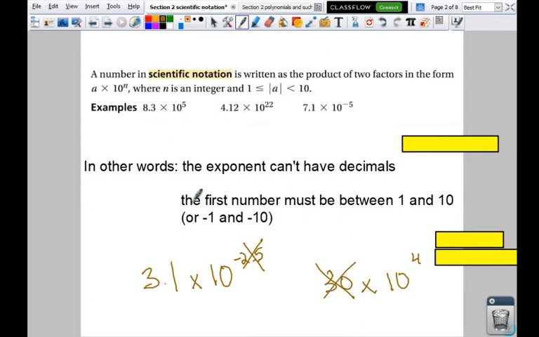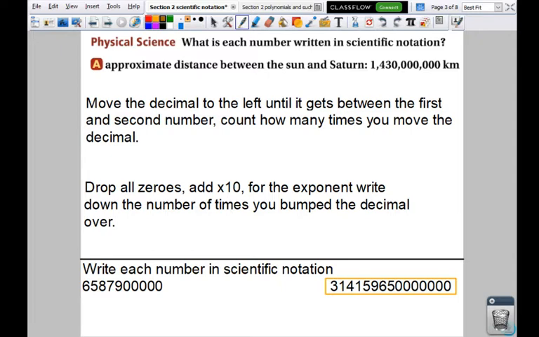And basically all we're doing today is going back and forth between scientific notation and regular numbers. And it's not super tough. It gets a little annoying sometimes, counting up different places.